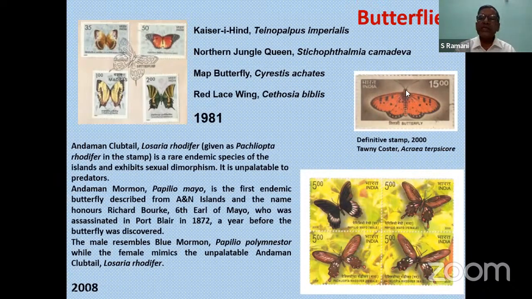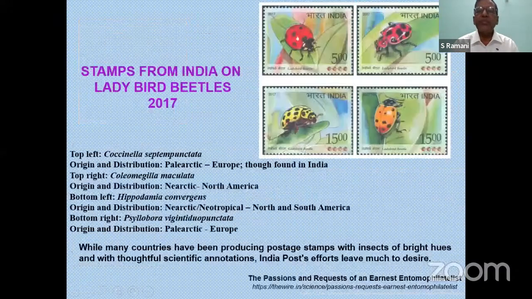This can be recognized as a species. So that is why I have given the species, but it is not given here. It is only given as butterfly. This is another set of four stamps that came out. Unfortunately, no scientific name has been put on the stamp. It just says ladybird beetle.